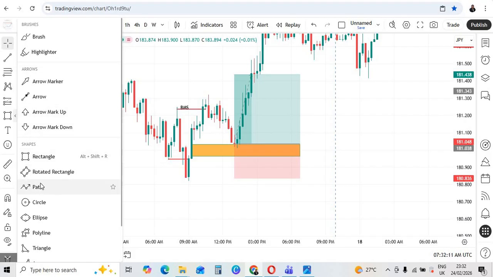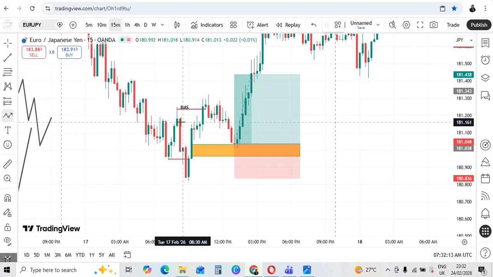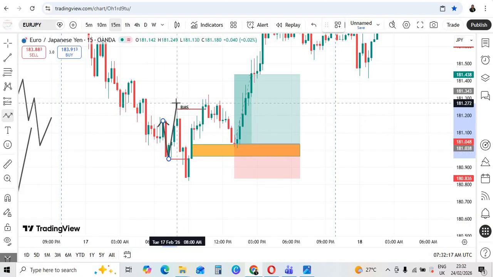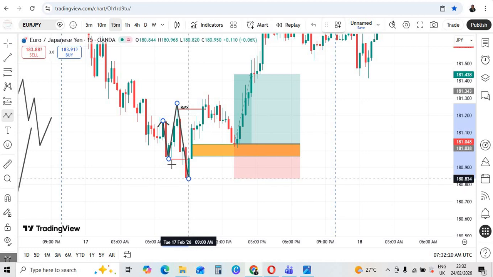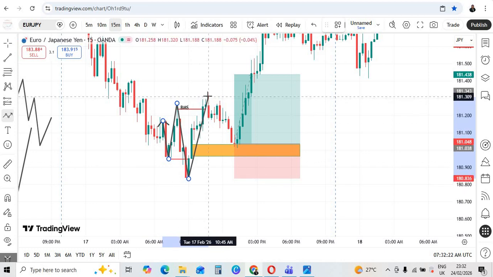You understand? So I want you to go and practice this over and over again. Can you see? We had this. We had a sweep of this last low. We had a break.